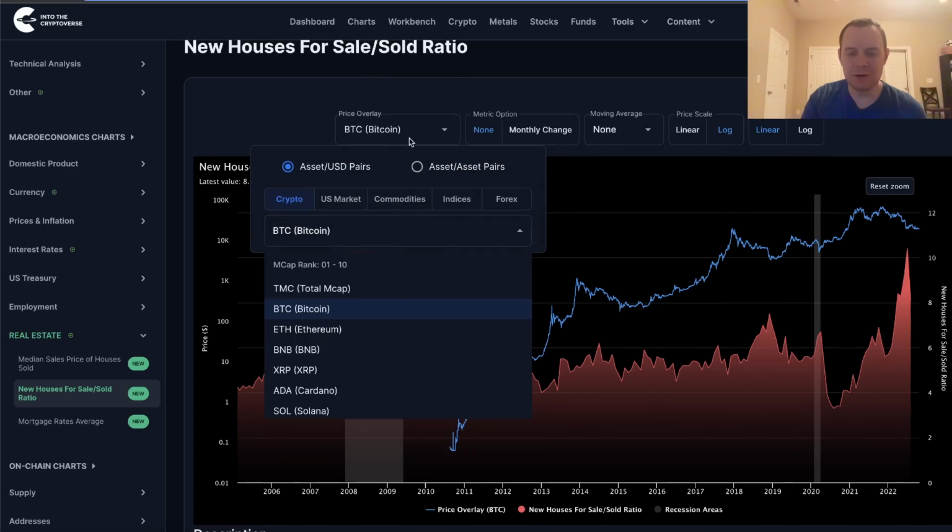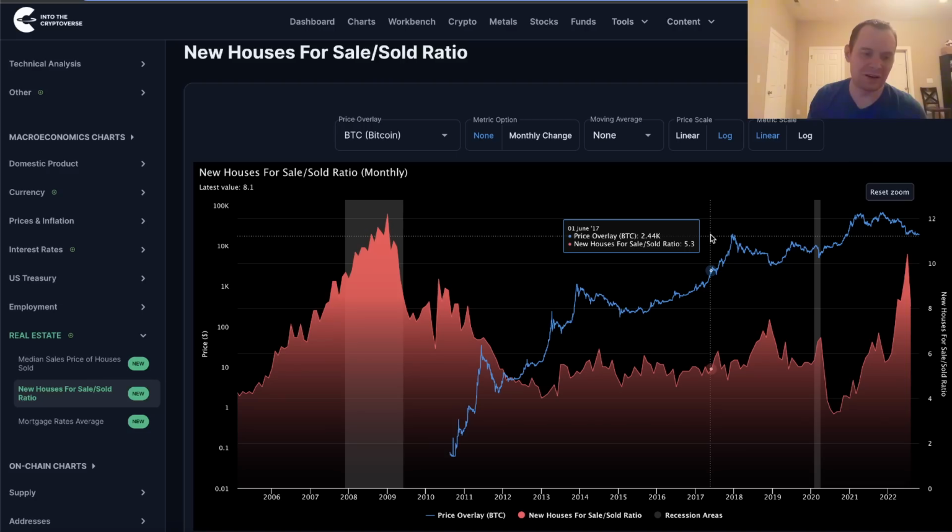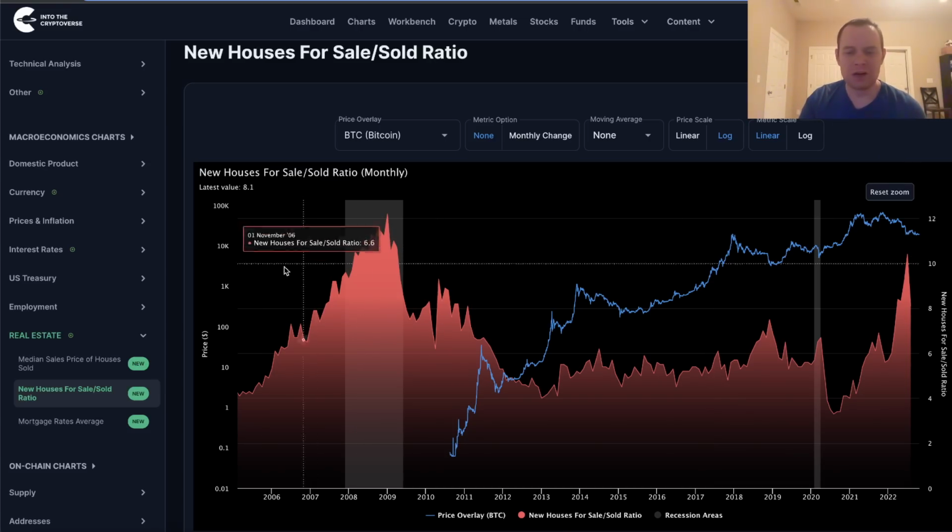But again, if you're more so interested in just the real estate side of things, I am starting to expand into that asset class. Again, I'm not an expert at it. I don't claim to be, but we're just going to try to look at the data and try to understand what it is telling us.